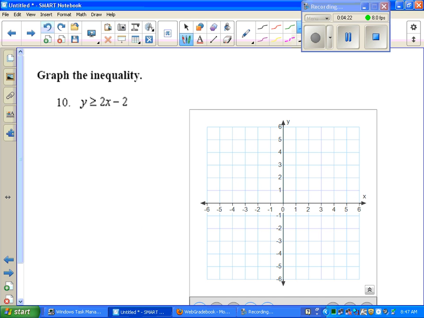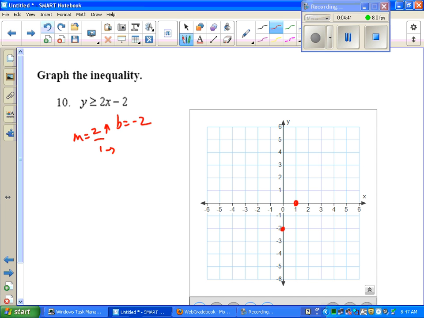Number 10 says graph the inequality. Much smaller, much quicker one right here. B's value is negative 2. So begin at negative 2. M's value is 2, which is over 1. Go up 2 and to the right 1. So up 2 and to the right 1. There's your second point. This time it says greater than or equal to.